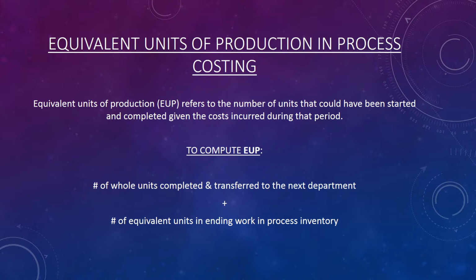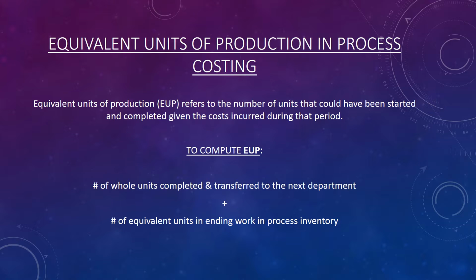Lastly, let's address equivalent units of production and process costing. Companies with process operations typically end each period with inventories of both finished goods and work in process. In this instance, a manufacturer would want to measure its production activity when it has some partially completed goods at the end of the period. Equivalent units of production, or EUP, refers to the number of units that could have been started and completed given the costs incurred during that period.